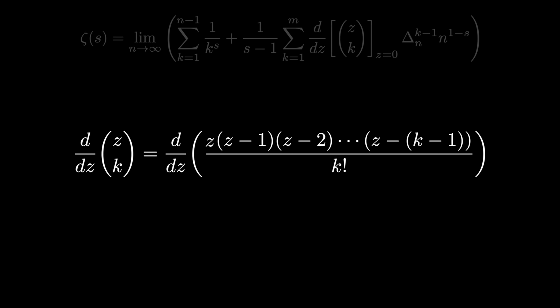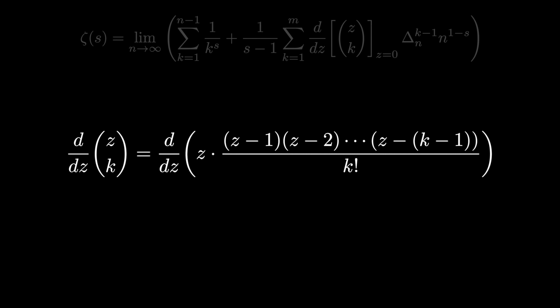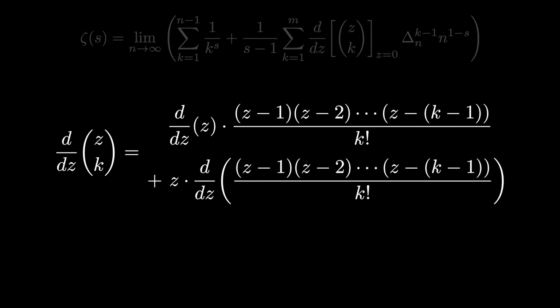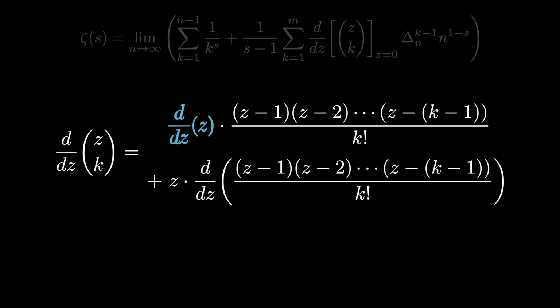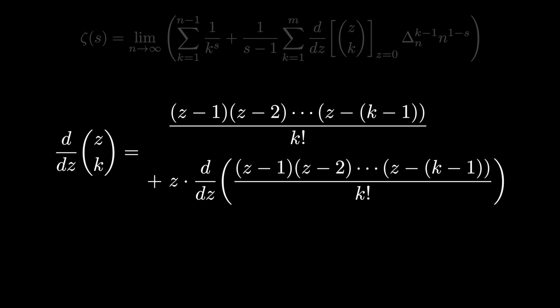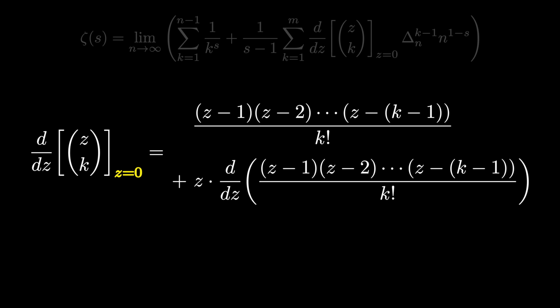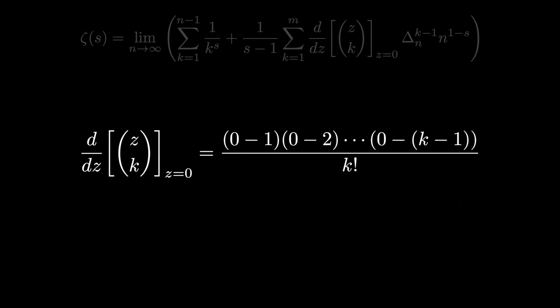Let's separate the first z from everything else. By the product rule, we have the derivative of z times everything else, plus z times the derivative of everything else. The derivative of z is just 1, which does nothing, and the derivative of everything else doesn't matter. Remember, we only care about the derivative when z equals 0, and when we substitute that in, we can see that we're multiplying this derivative by 0, so it disappears.